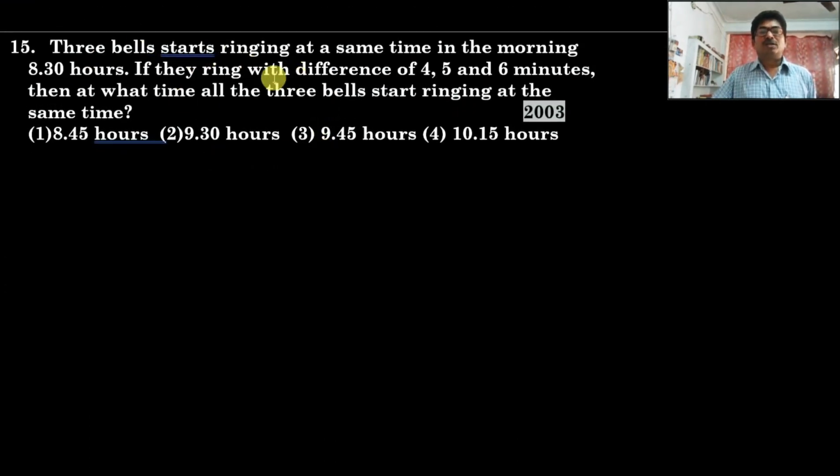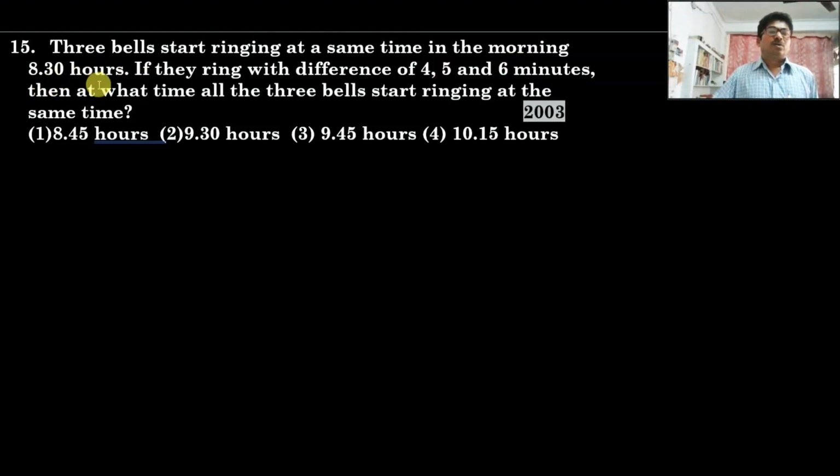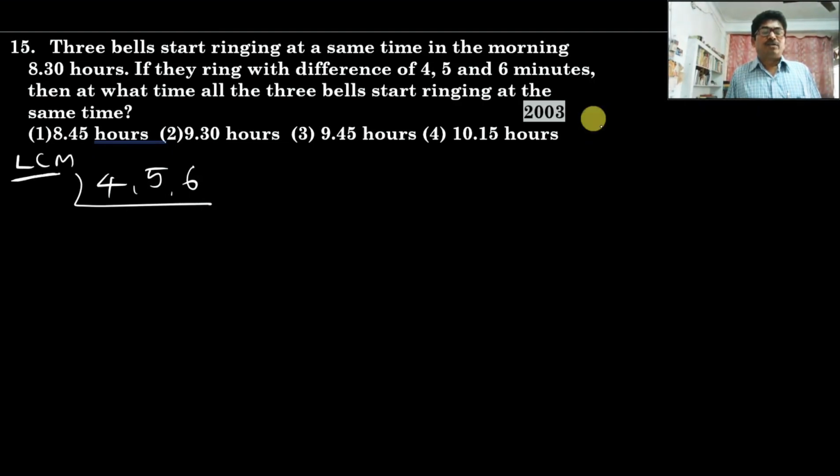15. 3 bells start ringing at the same time in the morning, 8:30 hours. If they ring with the difference of 4, 5 and 6 minutes, then at what time will all 3 bells start ringing at the same time? To find the answer, we have to find the LCM of these numbers first. LCM of 4, 5, 6.